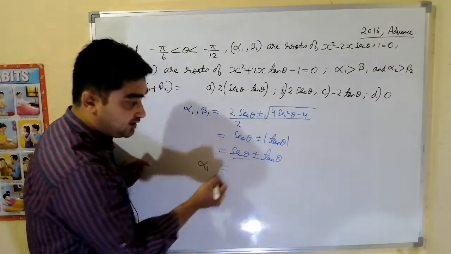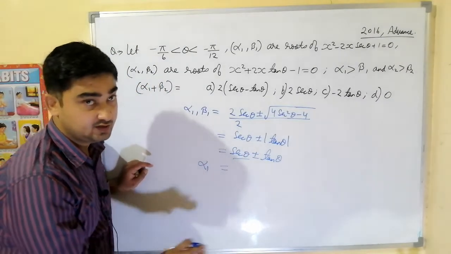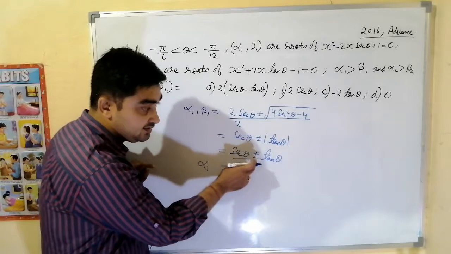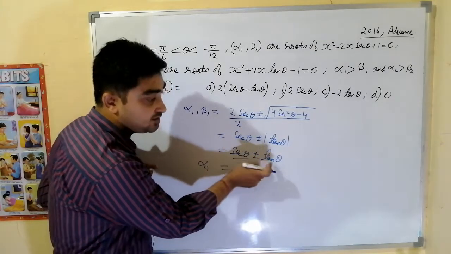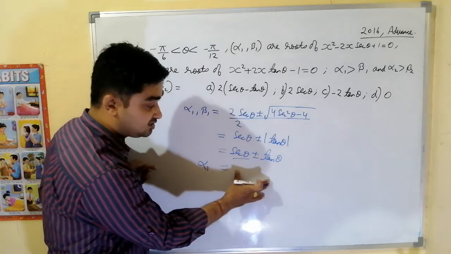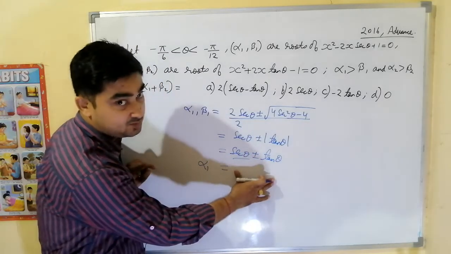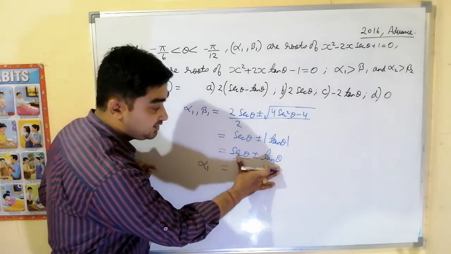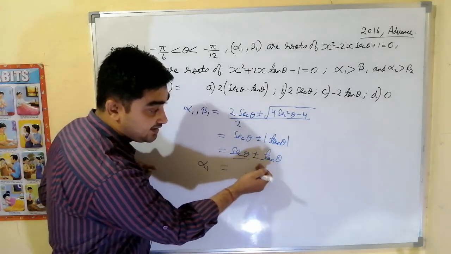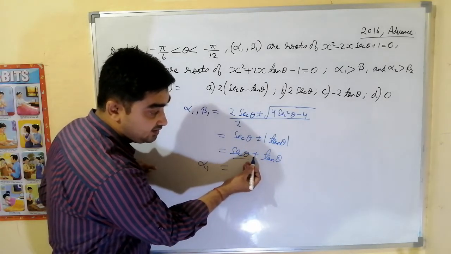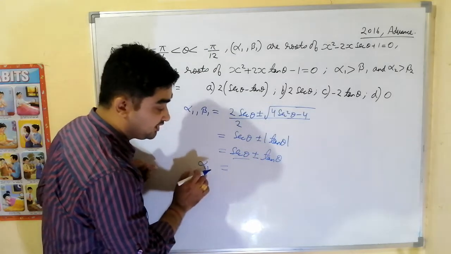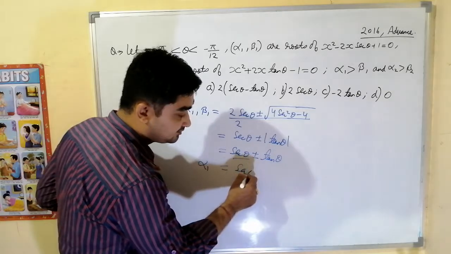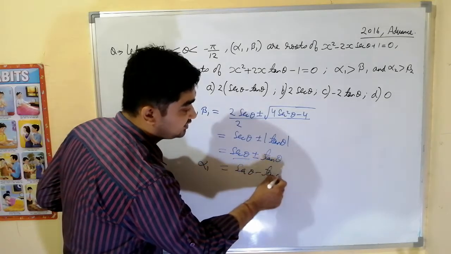How to get the bigger value? Look, the first part is fixed. Secant theta is fixed. We cannot change it. But plus or minus tan theta: either we should add tan theta or subtract tan theta to get the maximum output, because alpha 1 is the maximum, the bigger one. To get the bigger one, since tan theta is negative, if we subtract it, negative will become plus and we will get the bigger output. So the bigger root is secant theta minus tan theta.